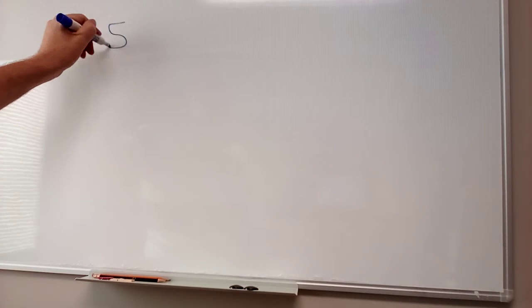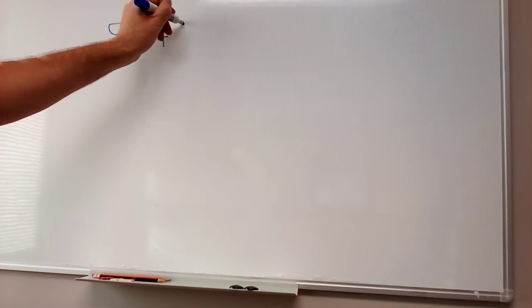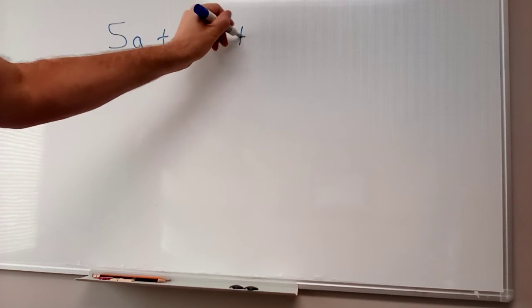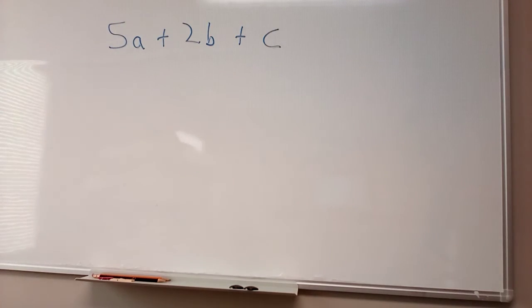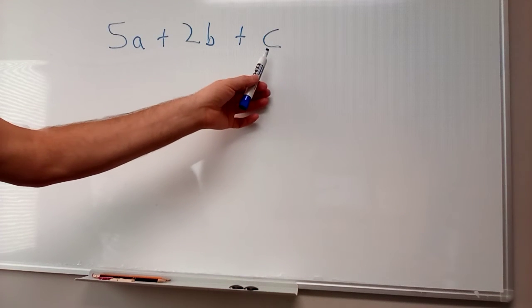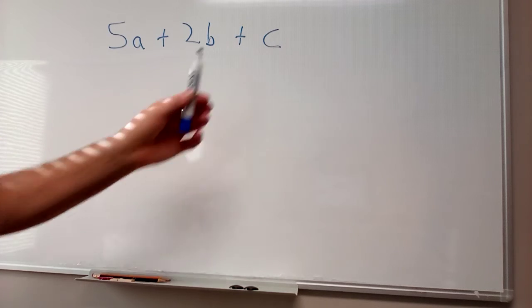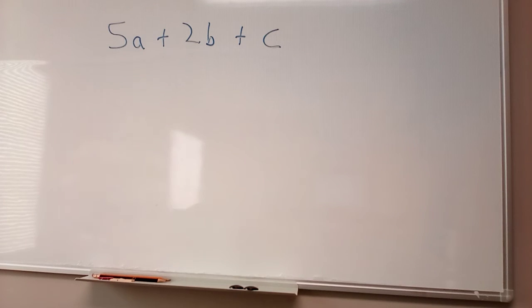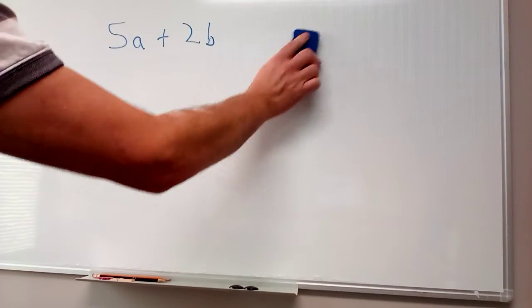If I have 5a plus 2b plus c, well, the coefficient for the a is 5, the coefficient for the b is 2, the coefficient for the c would be a 1. They don't have to put a 1 there, it's just understood and accepted that a 1 is the coefficient for that. And that, of course, was 3 terms again. Now, we've covered multiplication.